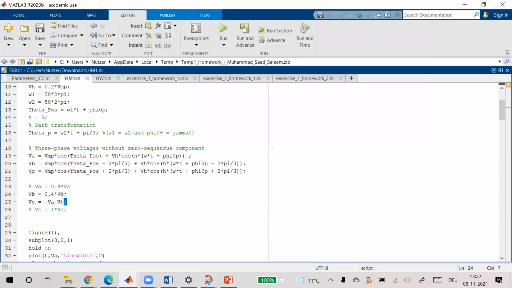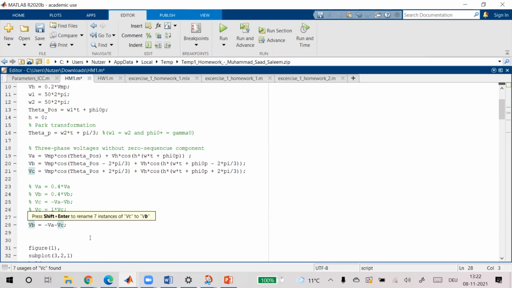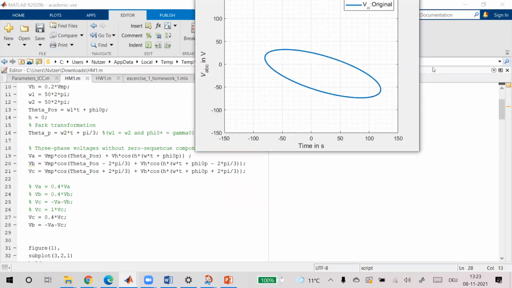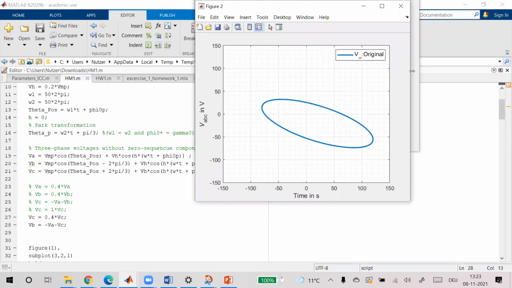And if I do the fault in the C phase like this, so I make this a C, and then this I make a B. So now we have the fault on the C side. And again, we see a similar shape.